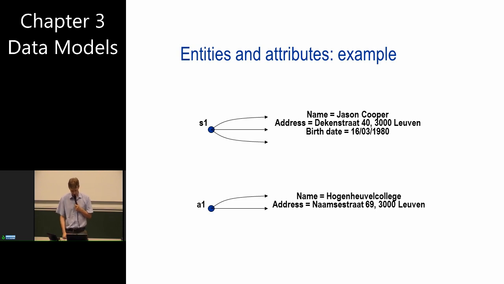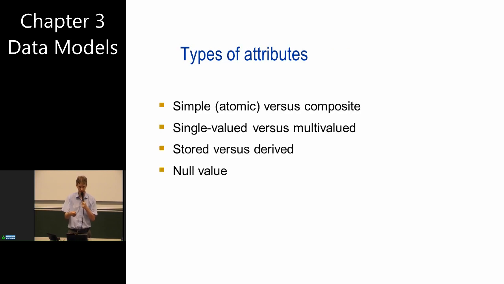Here you can see some examples. So we have a student entity type with an individual student entity. So we have name, Jason Cooper, address, and birth date. We also have a particular address entity type with a name and then the value of the address itself. Naamsestraat 69, 3000, Leuven. These are two individual entities, both being occurrences, individual cases of an entity type.